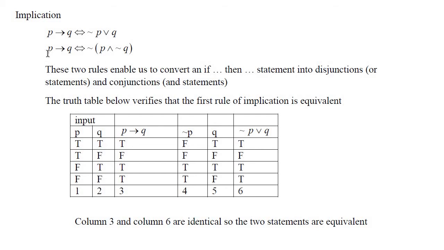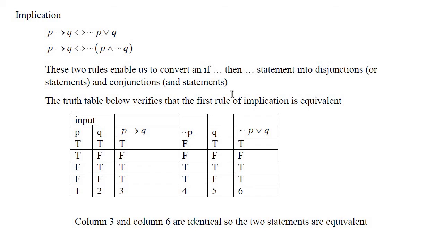Also, if I have the statement if P then Q, that's equivalent to the negation of, in parentheses, P ANDed with not Q. So these two rules enable us to convert an if-then statement into disjunctions, that first statement, or we can convert them to conjunctions, which is the bottom one.